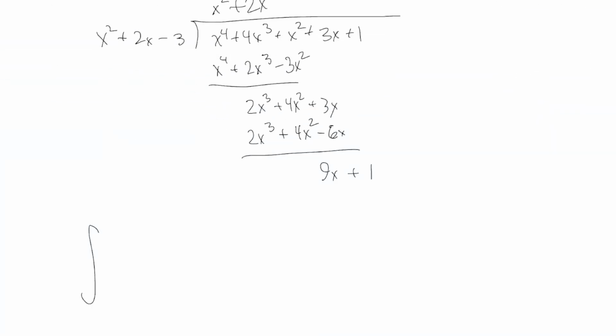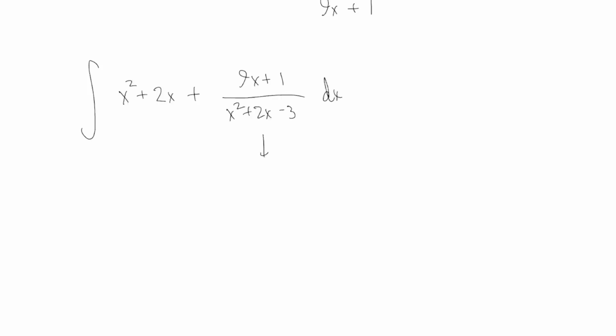So what I'm looking at then is the integral. The quotient part goes here, x squared plus 2x, and then the remainder part is 9x plus 1 divided by x squared plus 2x minus 3. All right? So this is the integral that I'm dealing with. And now we do partial fractions on that last bit. Any questions about this? I hope that you got the same quotient and remainder as I did. All right, now we do partial fractions on this part.